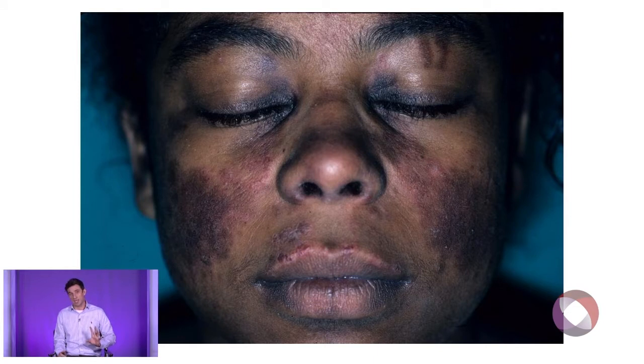But this is the prototypic diagnosis they would see for this condition. Here you have this malar rash, the so-called butterfly distribution. It's more of a... some comments of lupus.